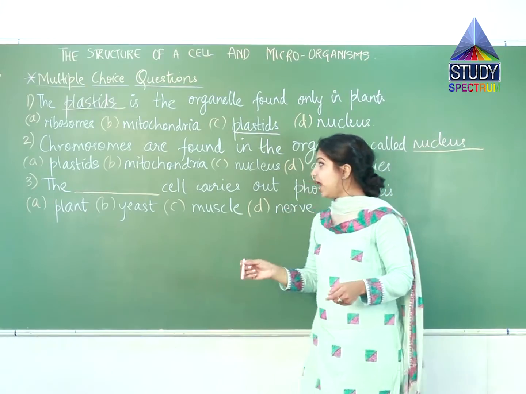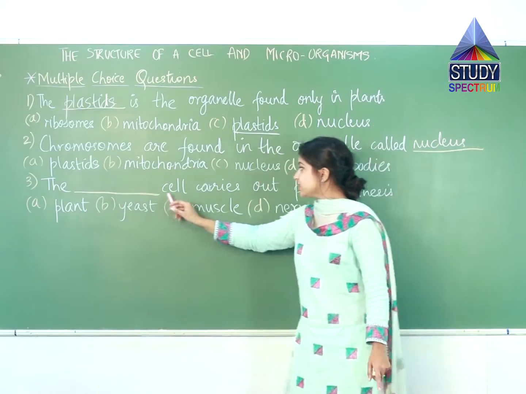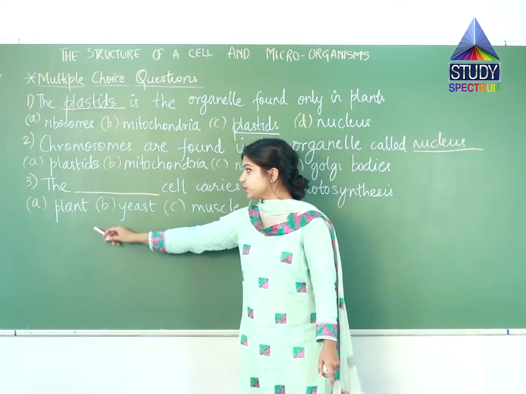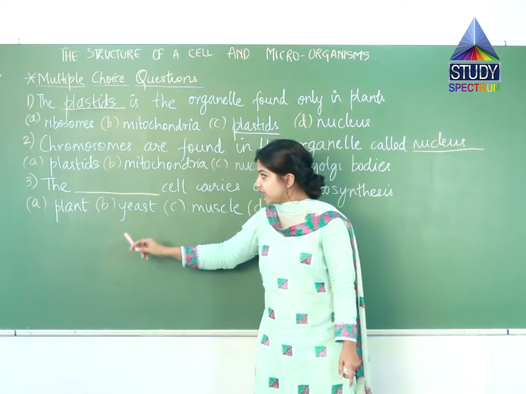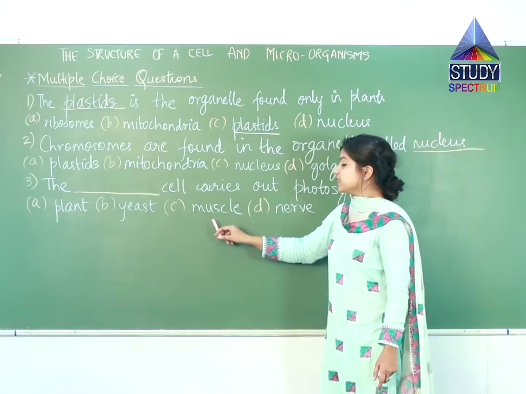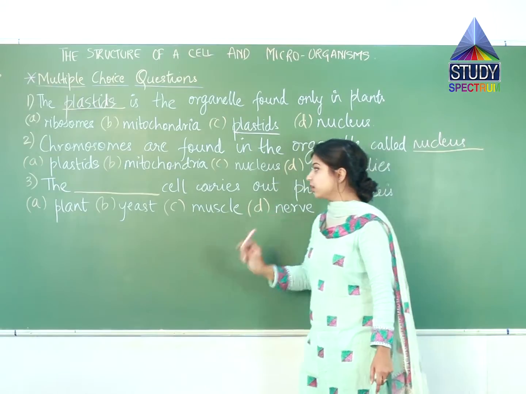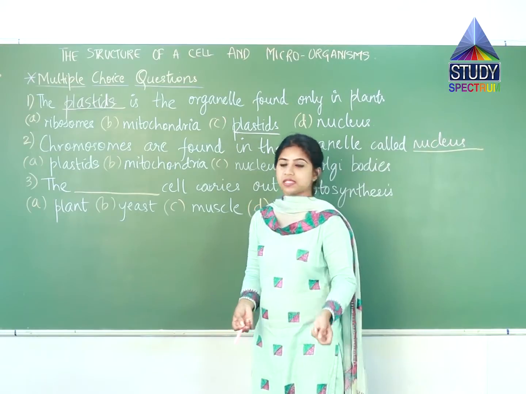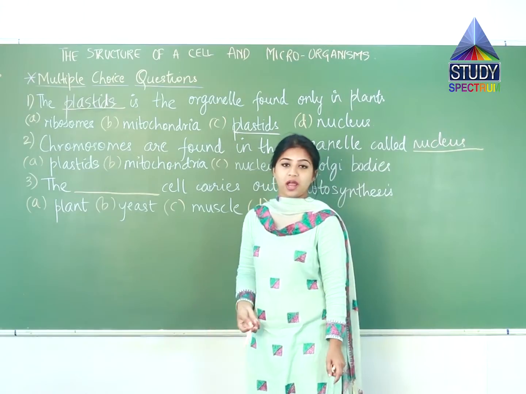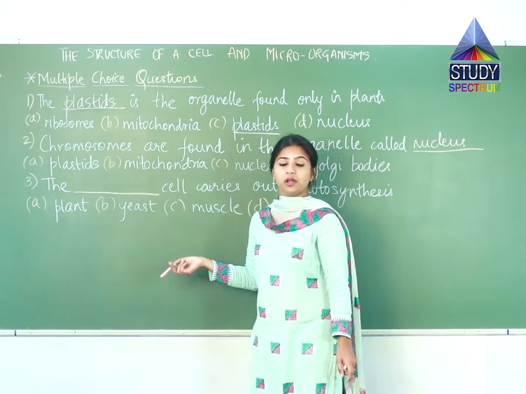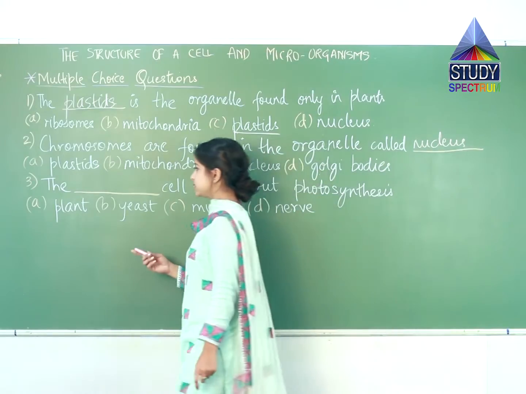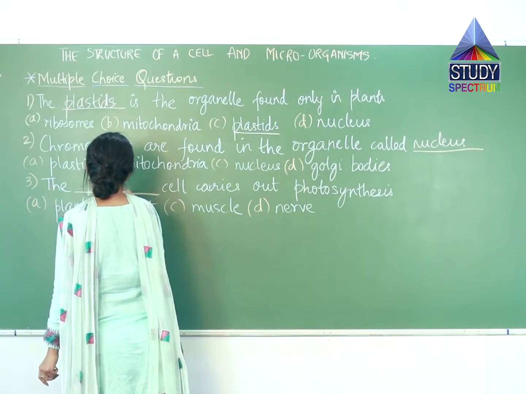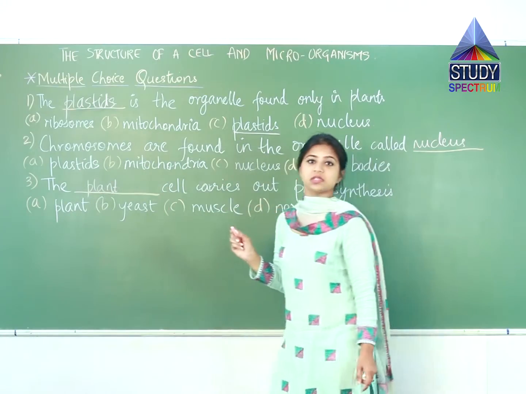The next one that we have is the dash cell carries out photosynthesis. The options we have are A, plant cell, B, yeast cell, C, muscle cell, or D, nerve cell. Now the answer is quite obvious. It is obviously the plant cell, because the yeast cell does not have any chlorophyll in it. So the answer is A, the plant cell is responsible for carrying out photosynthesis.